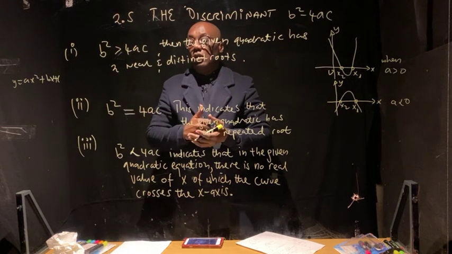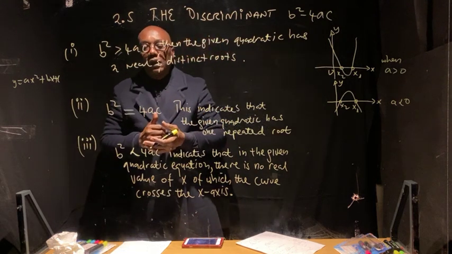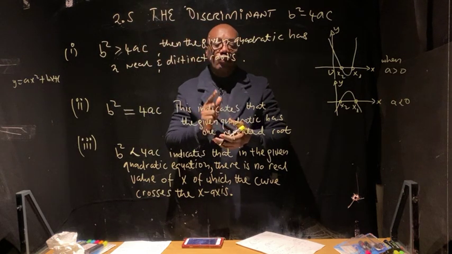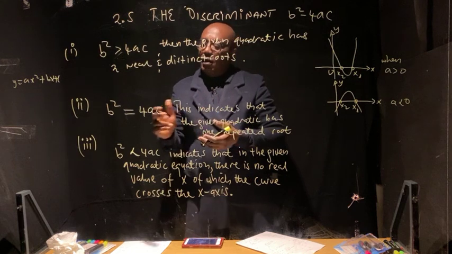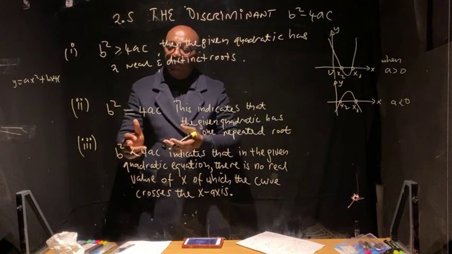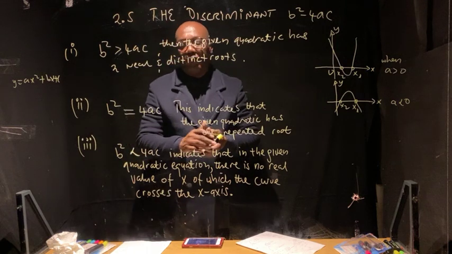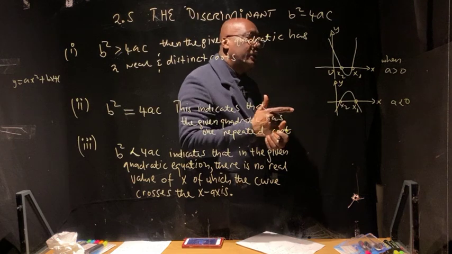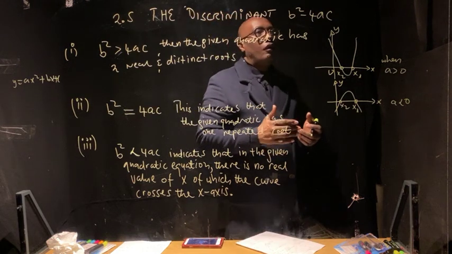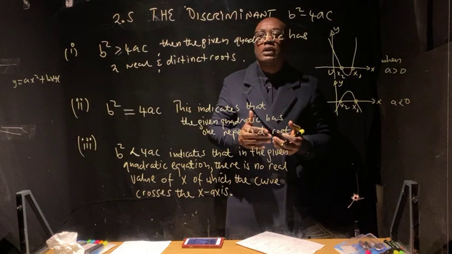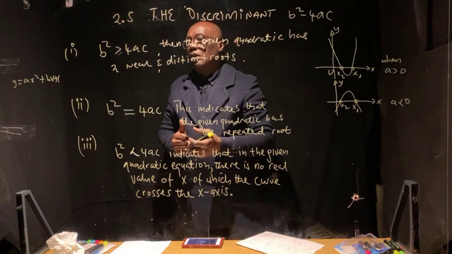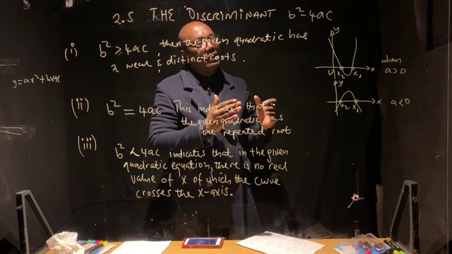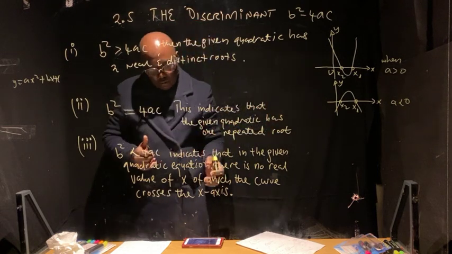The second one, when b squared is exactly equal to 4ac, indicates that the given quadratic equation has one repeated root. And the third one, b squared less than 4ac, indicates that for the given quadratic equation there is no value of x for which the curve will cross the x-axis. Now, take your time to copy, and we'll get into the exact detail of the graphs.